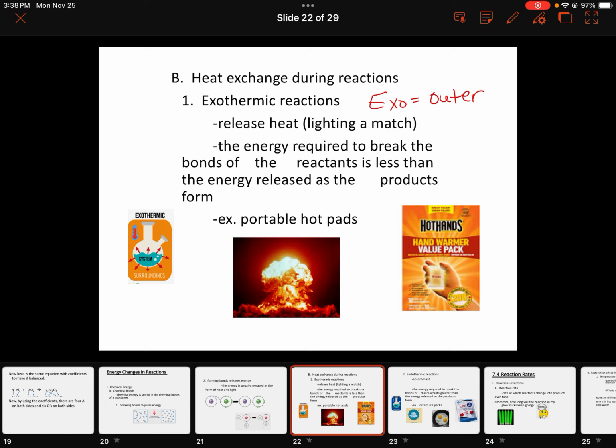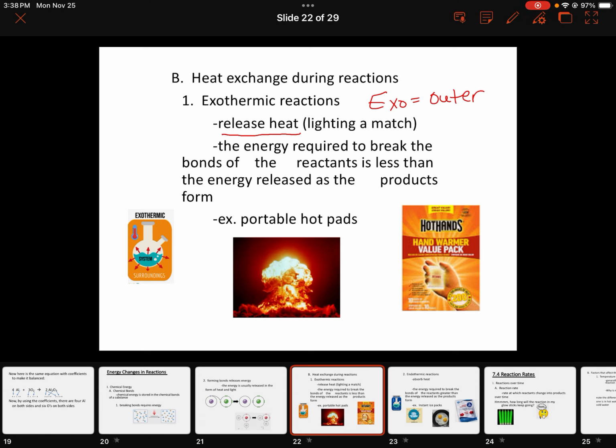Exoskeletons. Exo means outer, so think like a crayfish, a crab, a lobster. They have that hard shell on the outside. That's because their skeleton is on the outside of their body. That's just where it exists. And so exothermic, energy is released. Think lighting a match. How many of you have burned yourself at a campfire, at a match, on a stove? All that heat is being released, and it absorbs into your finger and you get burned, or wherever the case may be, maybe whatever part of your body.